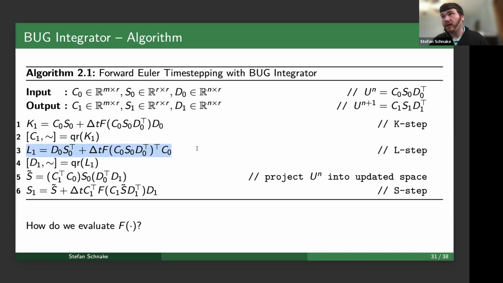You can then, at the same time, if you wish, do the L step, where you evaluate f times C0 this time, and add that to DS, your initial condition projected onto the C basis, and that gives you L. And you can do a QR there. Next, you just project onto the new basis created by C1 and D1, and that's given by a matrix multiplication right here. Then you evaluate the S step, in R by R, by taking F and multiplying it by D1 and C1. And that gives you S1.